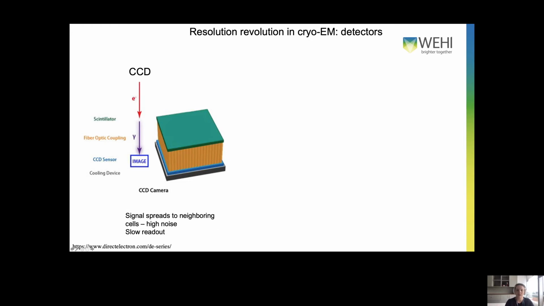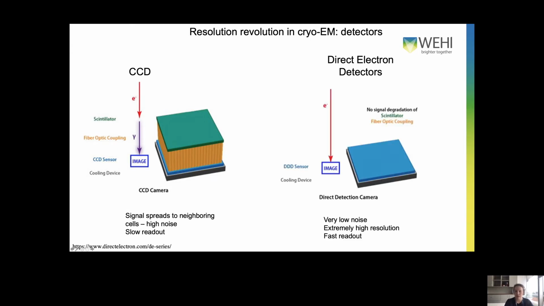So here, the electrons from the electron beam hit the scintillator, then this information is converted into photons. And this is transferred to the CCD sensor via the fiber optic cable. However, the problem is that there's a high chance of spreading the signal to the neighboring cells, and readout is fairly slow. However, with the resolution revolution came the direct electron detectors.